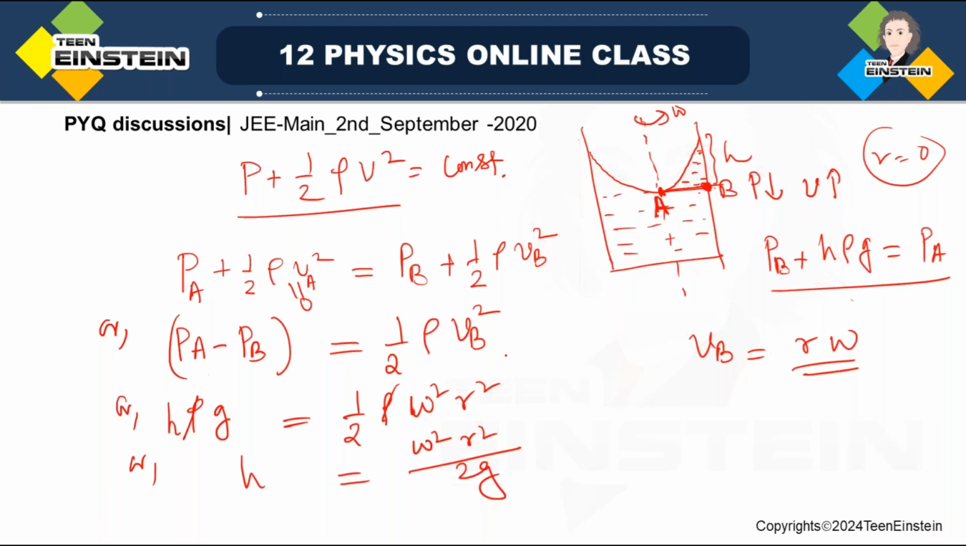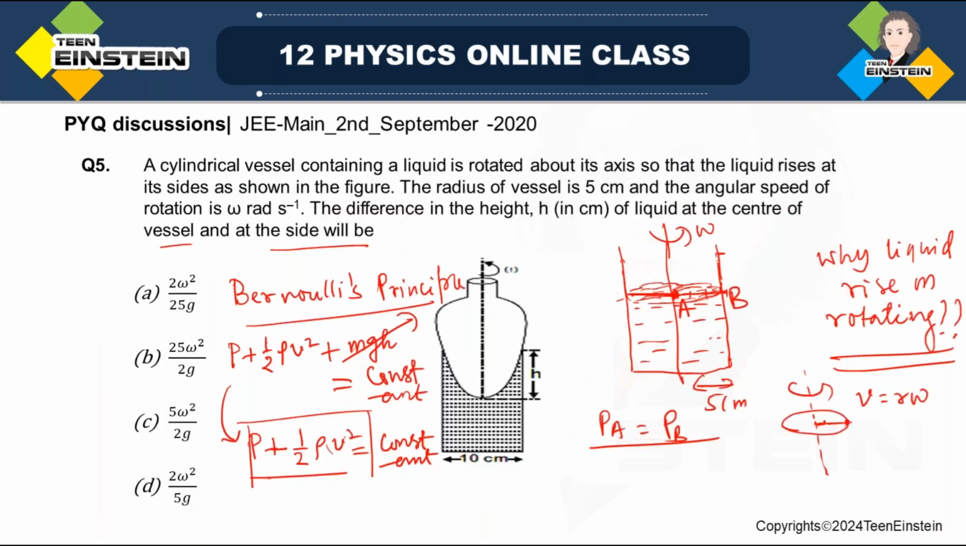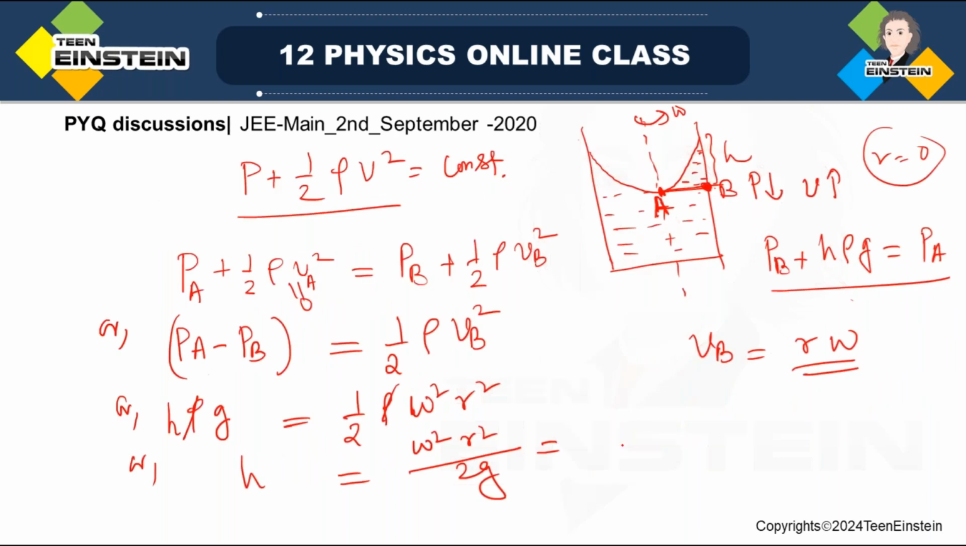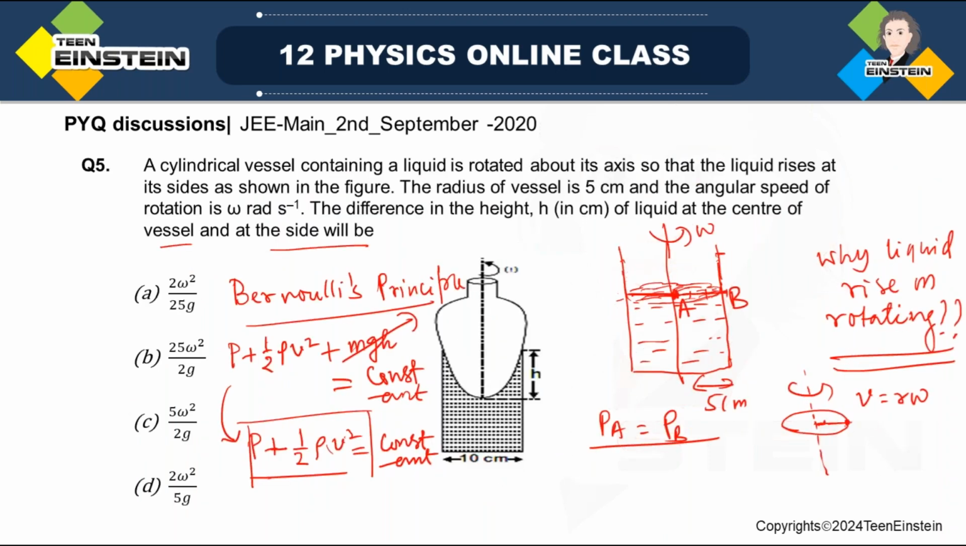I hope this is not making you confused. Here, if you put the value 5 centimeter as the radius, you have to find the height in centimeter. So 5 centimeter is the radius given, omega square is omega square itself, and this is 2g. So you will get height as 25 omega square by 2g. So option B will be the correct answer for this question.